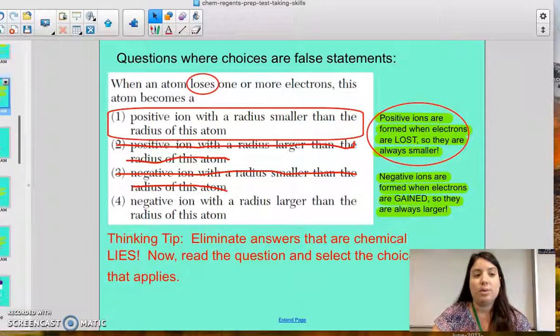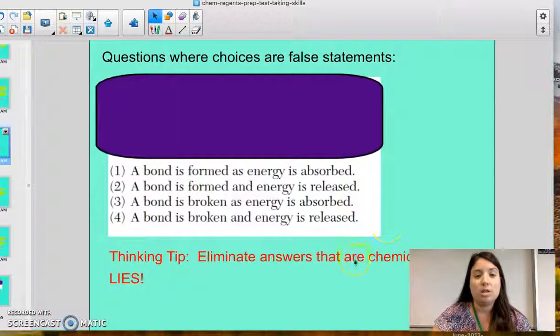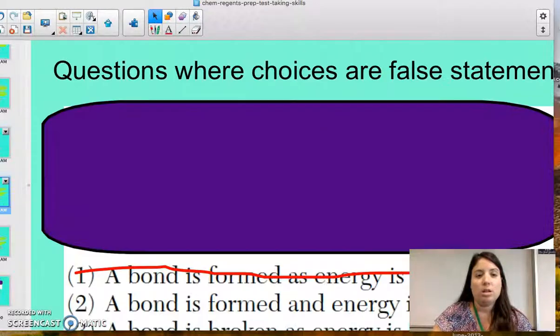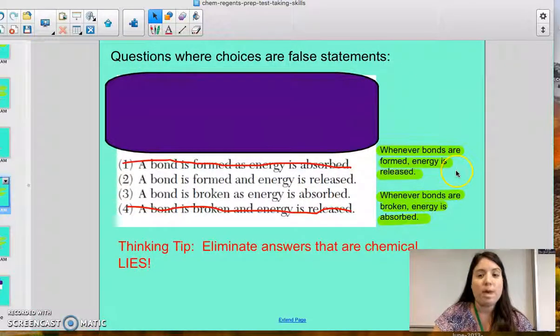Okay. Here's another one where we should recognize that some of these choices are just chemically false. So again, we can eliminate answers that are not true according to the chemistry that we know. So if you take a look here, we're talking about bonds either being formed or broken, and energy either being absorbed or released. Well, only one of these things is actually true according to the chemistry that we know. So let's take a look. Again, without even reading the question, we know that whenever bonds are formed, that's because the atoms are becoming more stable.